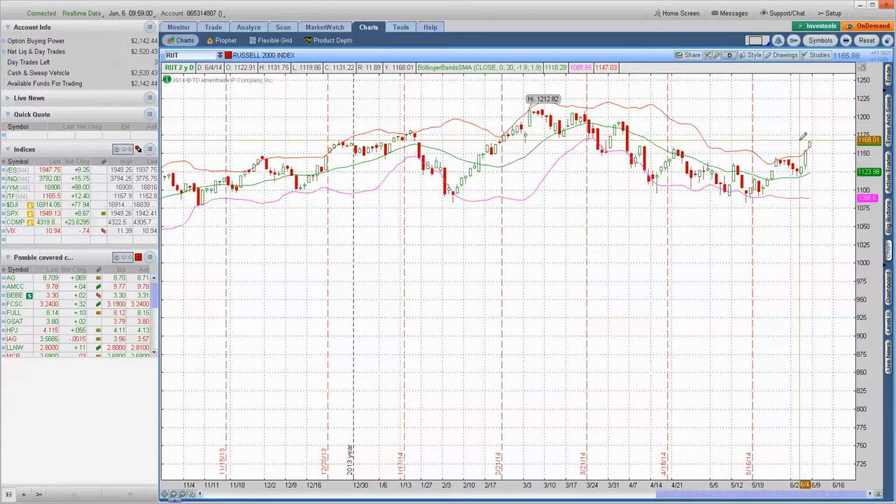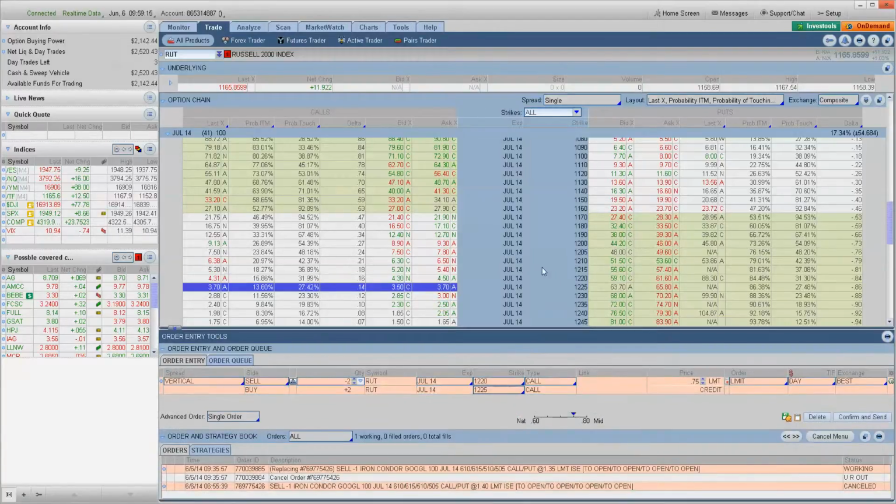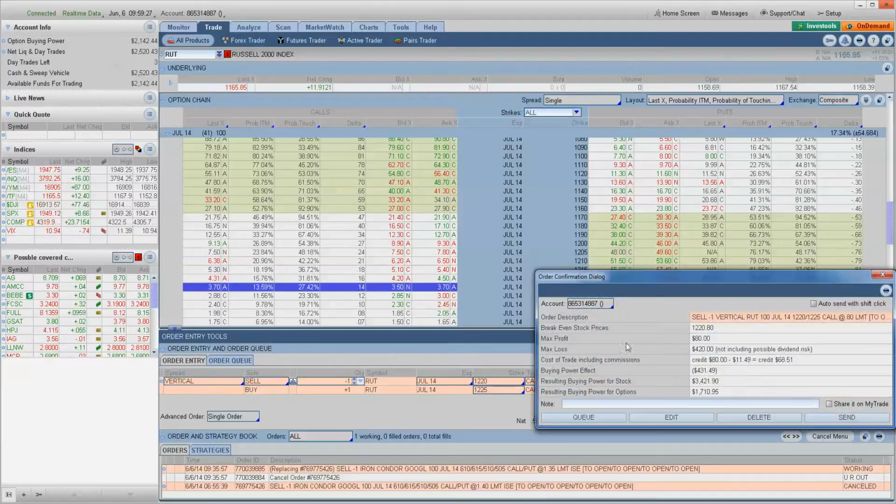So it's just for me that if it keeps going up 2 standard deviations, that's an insane amount, because I already have positions that are underwater in this because it's gone up so much. So we're actually just going to try to get an 80-cent credit here, and that's it. And so we're going to go confirm and send. It's going to be max profit of 80, max loss of 420.